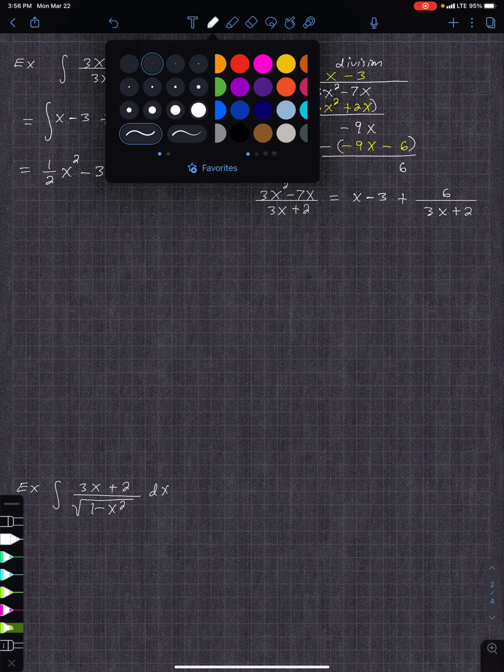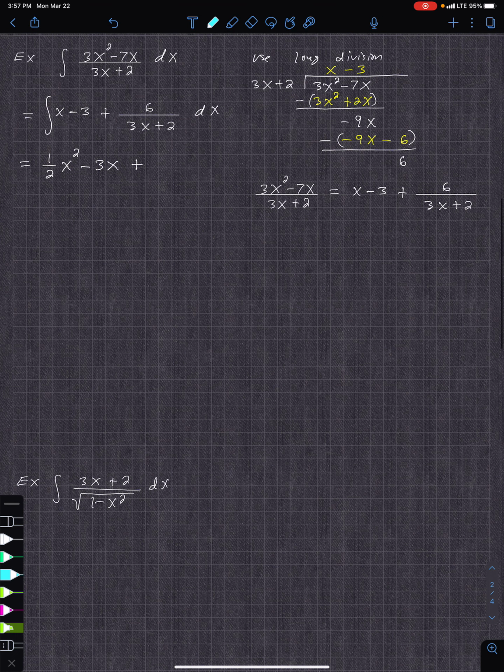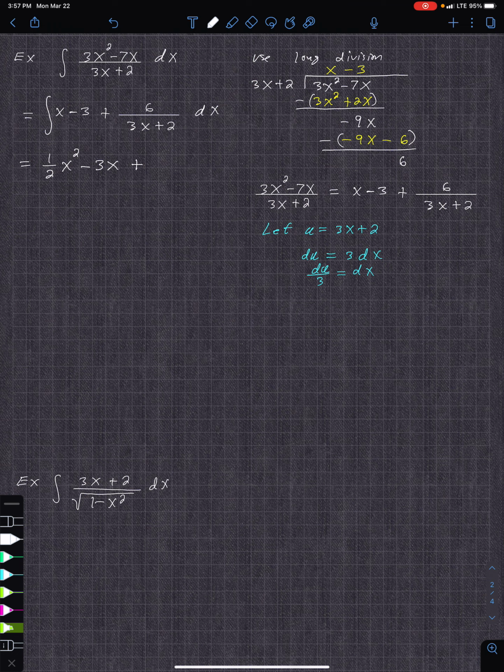So if you pick your u, let's see if I have room here. I can just do it down here. Okay, so let's just let u equal 3x plus 2, then du is equal to 3dx, or du over 3 is my dx. So I will reduce that a bit and substitute. So by doing that, I get 6/3 times the integral of 1 over u du.